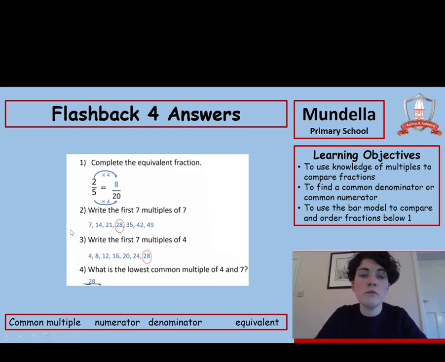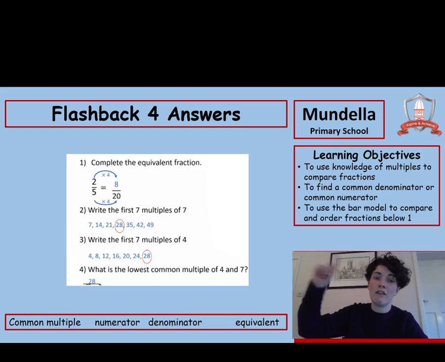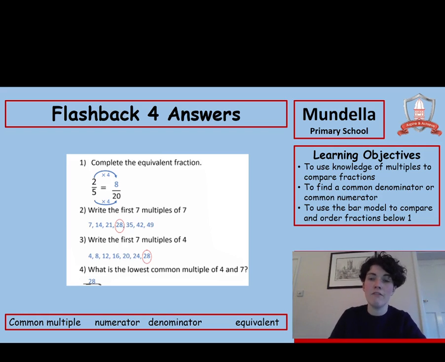The first 7 multiples of 7 are on your screen now. Question 3, the first 7 multiples of 4 are on your screen. And then the lowest common multiple of 4 and 7, so the first number that is shared across 7 and 4, is 28. Very well done if you got those correct. Pause the video now to make any corrections you need to.